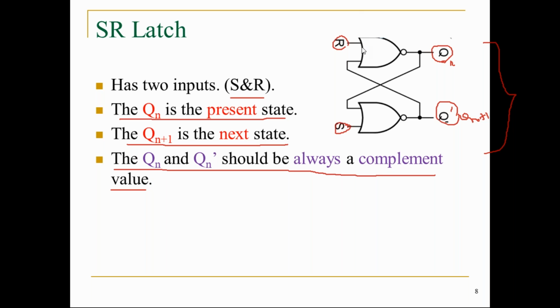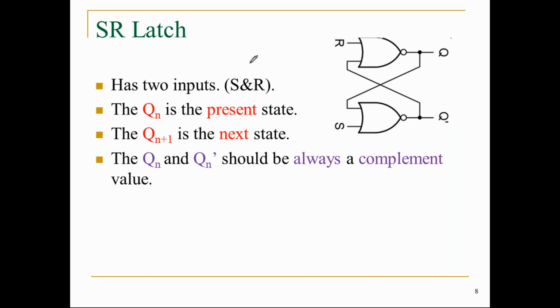So what is the definition of this latch? Suppose it is a 2 mark question, you should draw this and write R and S as the inputs, and this is the output. The output is Q and Q bar, or Qn and Qn plus 1. Qn and Qn plus 1 are the present and next state. What is its nature? Its nature is always opposite to each other. If you are strong in this fundamental concept, that's all.